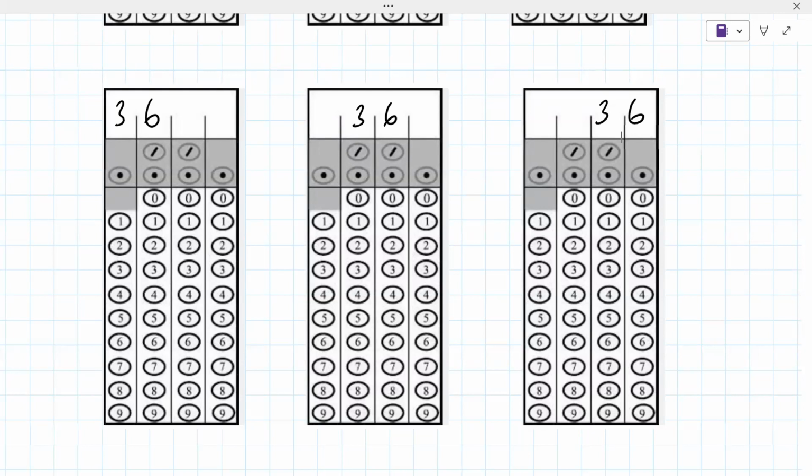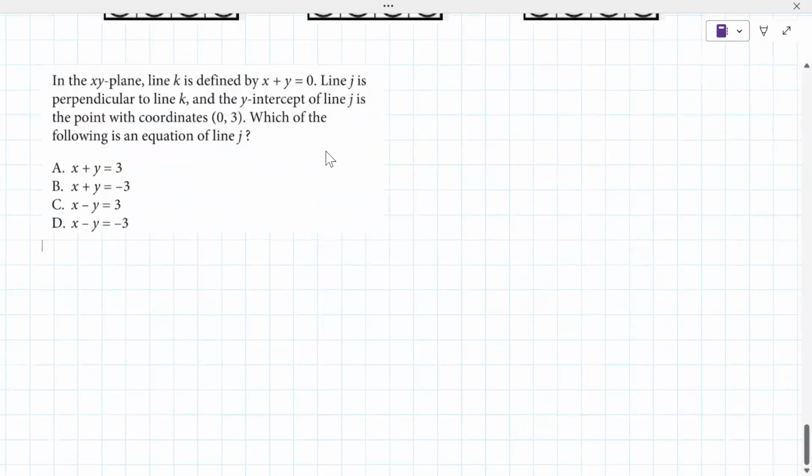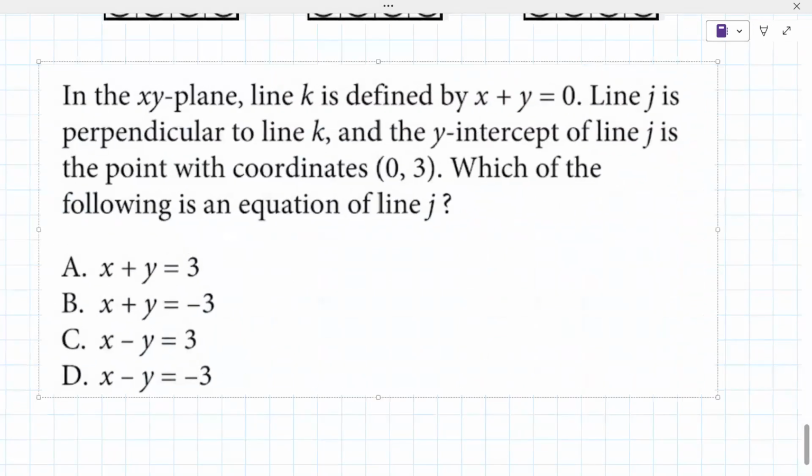Okay, let's do a couple more here. All right, let me snip this in, get the timer ready. All right, go ahead and try this one, please.